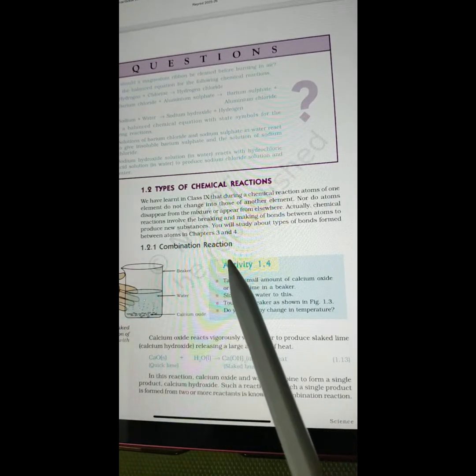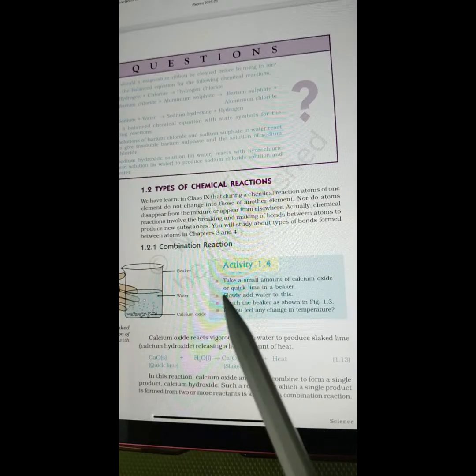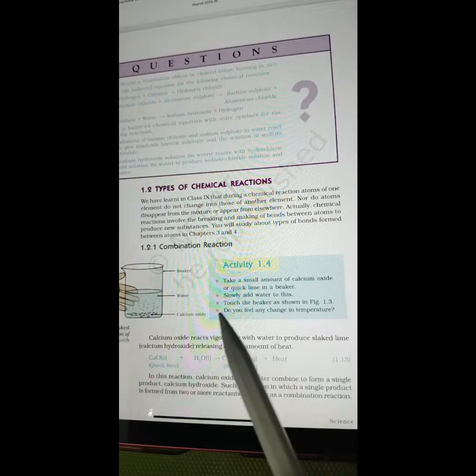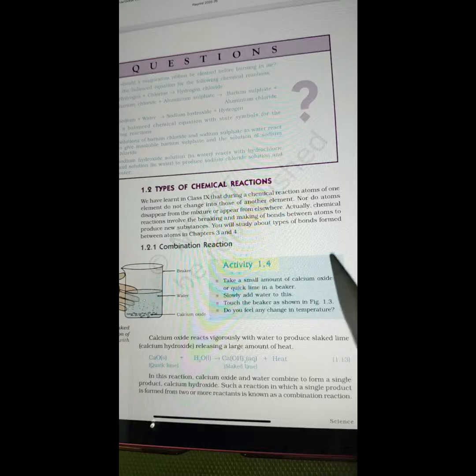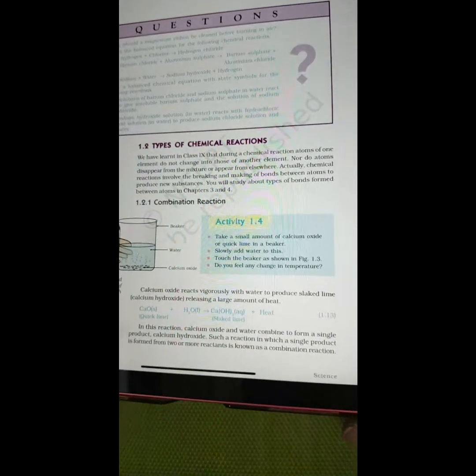1.2.1 Combination reaction. Activity 1.4: take a small amount of calcium oxide or quicklime in a beaker. Slowly add water to this. Touch the beaker as shown in figure 1.3. Do you feel any change in temperature? Calcium oxide reacts vigorously with water to produce slaked lime or calcium hydroxide, releasing a large amount of heat.